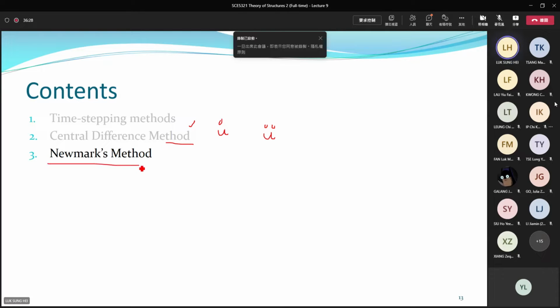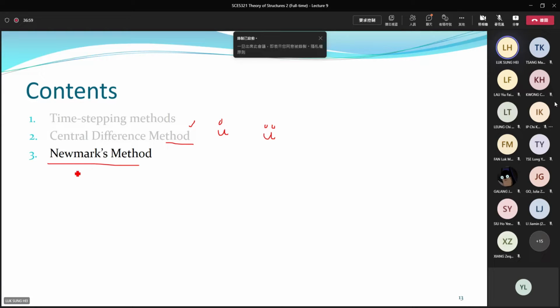The last one, after central difference, is Newmark's method. Newmark's method is also a numerical method based on the time stepping idea. But Newmark's method is based on different approximations, different assumptions. Instead of using differentiations, as the central difference method does, Newmark's method goes in the other direction. By using different assumptions, you can set up another scheme to estimate the structural response.